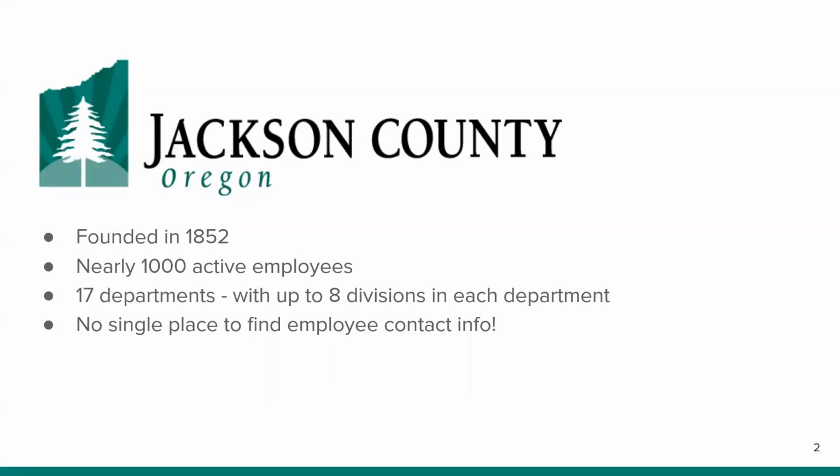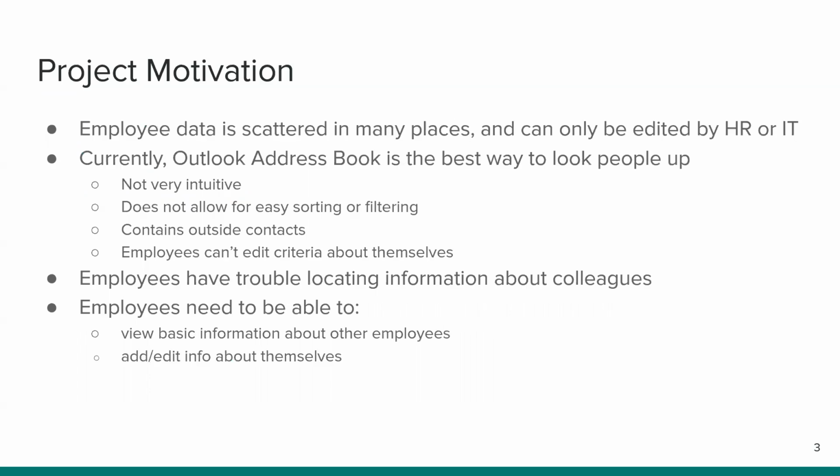The county runs on an internal system, an intranet, and they have developed multiple apps that run on this intranet. What they did not have was a single user-friendly system to find other employees or information about them. Currently, employee data is scattered around many places, such as Outlook's address book, the county's payroll system, Cupid, which is a county-developed system. The best option at the moment is Outlook's address book, which is not intuitive, does not offer any searching or sorting functions, contains outside contacts like vendors or former employees, and offers no way for employees to edit their own information.